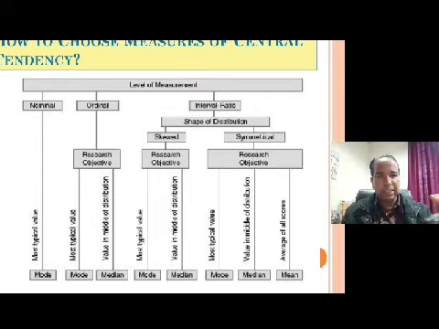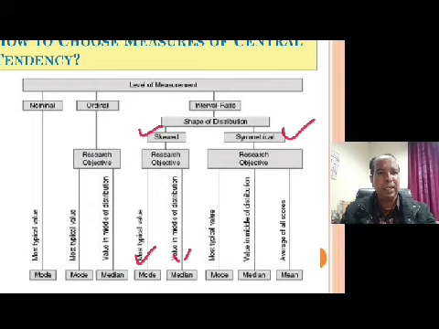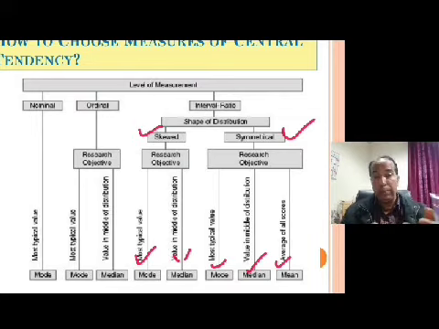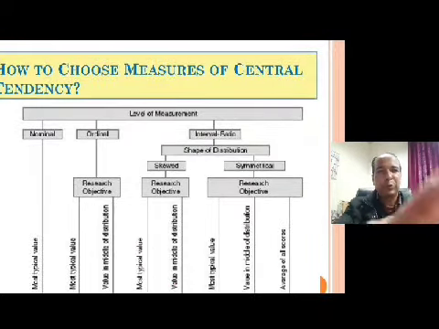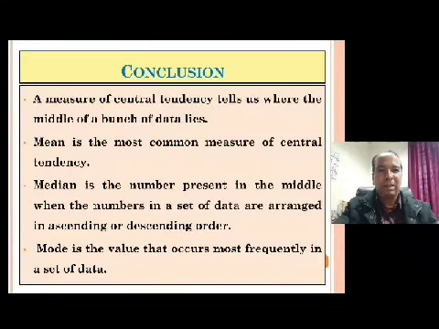When data is interval or ratio, we then see whether the data is skewed or symmetrical. If data is skewed, median and mode will be applied. If data is symmetrical, all three can be equally good. So that's how we choose the better measure of central tendency out of mean, median, and mode. That's all about mean, median, and mode.